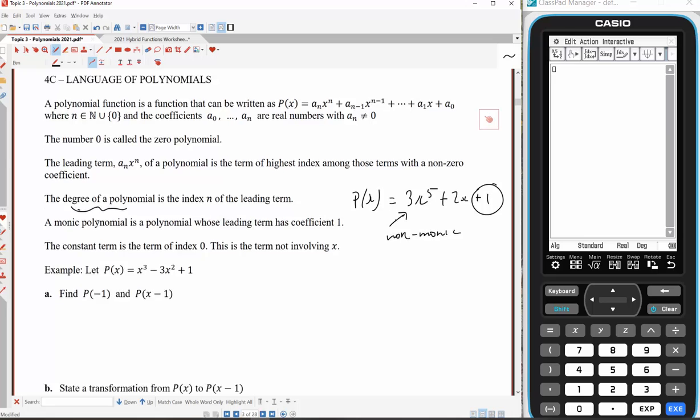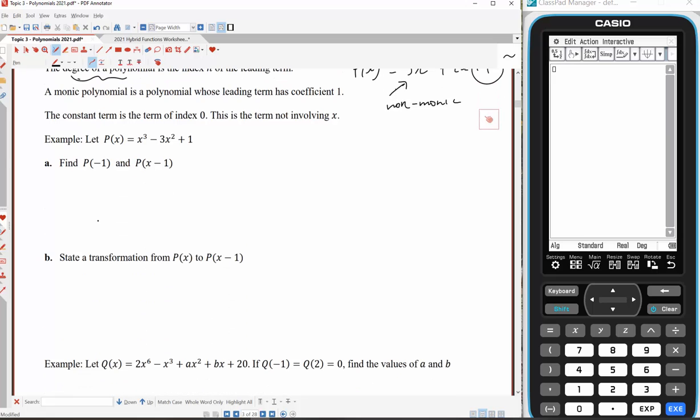Right, let's try out some of these questions or these examples. P of x is this. Find p of negative 1. So p of negative 1. What we're going to do is slam negative 1 in. So we get negative 1 squared, which is 1, times negative 3 is negative 3, plus 1. They cancel out, leaving us with negative 3.